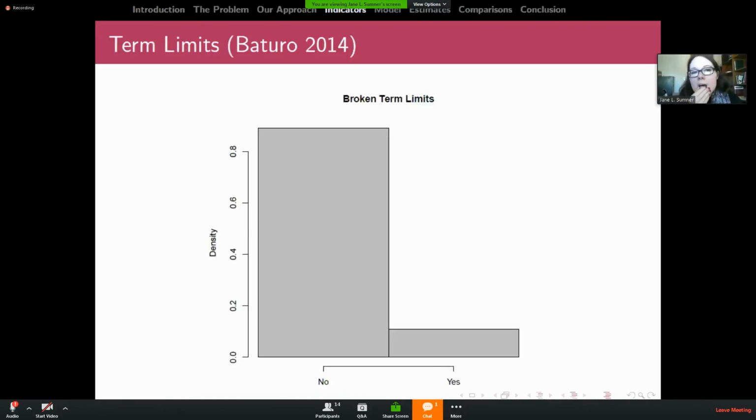So the first data source that we have is from Baturo on term limits. So conditional upon a regime or a leader having a term limit, did they choose to break the term limit? And as you can see, this behavior is fairly uncommon, but it does actually happen.